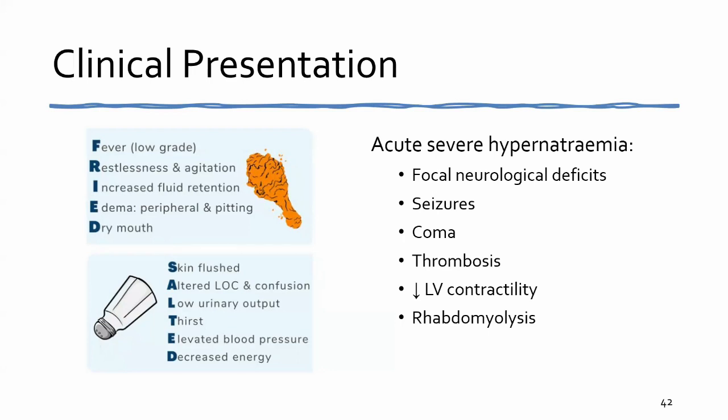And then, as with hyponatremia, in cases of acute severe hypernatremia, the symptoms are typically neurological in nature, and it's related to that severe dehydration of brain cells. So patients can present with focal neurological deficits, seizures, and coma. They can also present with thrombosis due to increased blood viscosity, decreased left ventricular contractility, and rhabdomyolysis with renal failure.